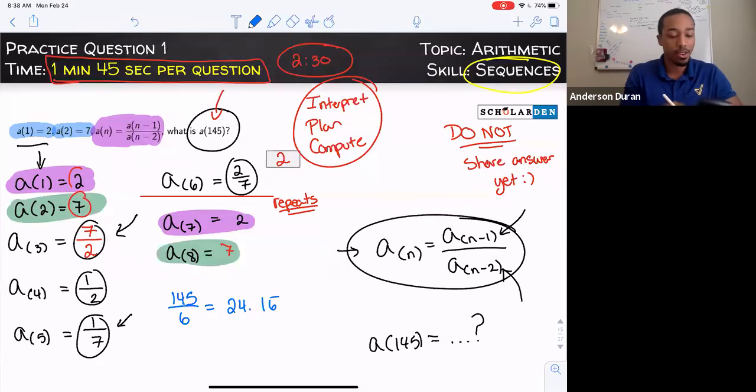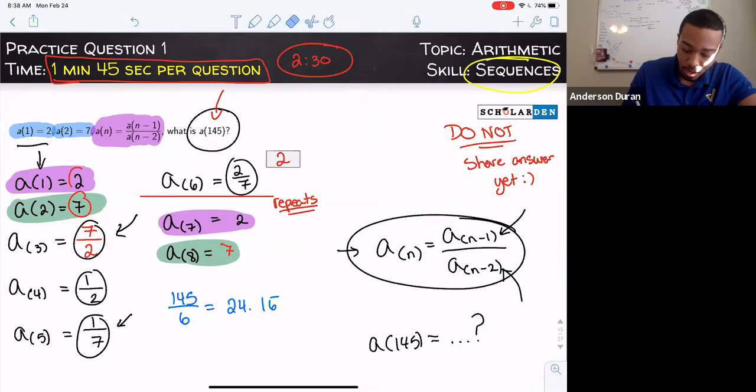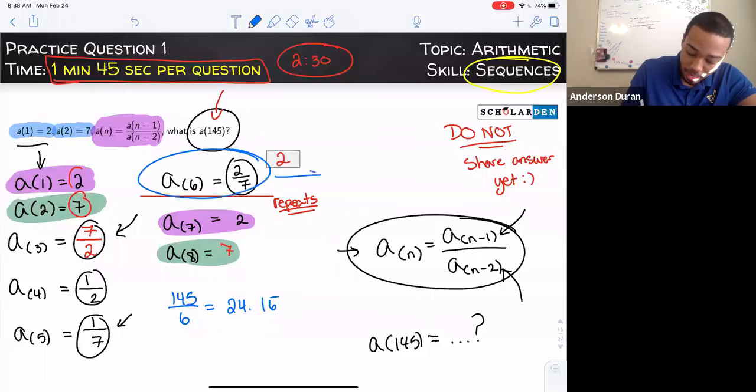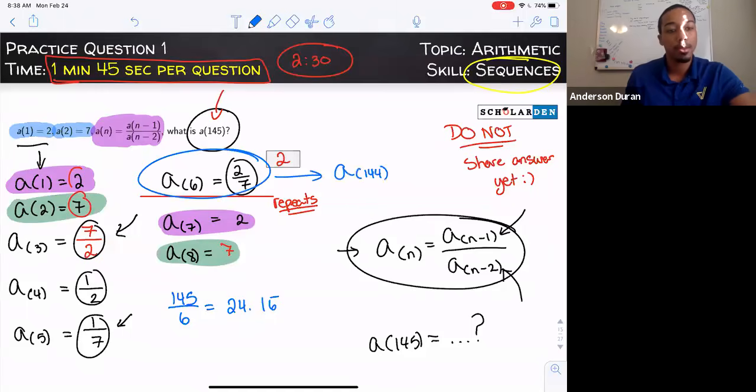So grab your calculator again. 6 times 24 is 144. So what this means is that my A of 6 is the same as A of 144, because again, it's a multiple of 6. Every 6, you'll have that number, the 2 over 7.